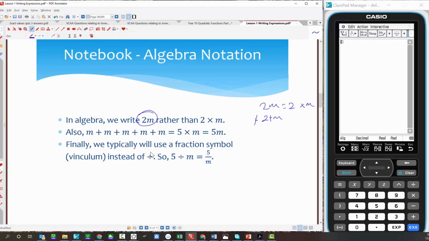Finally, we will use a fraction symbol, the vinculum, instead of divide. That sign there we rarely use in mathematics beyond primary school and a bit of year 7. So 5 divided by m is the same as 5 on m. And again, it goes without saying that if we were to do division, 4 divided by 2, that's the same as 4 on 2 as a fraction, and 4 on 2 as a fraction is just 2. So we want to get as used to the fraction notation as we can.